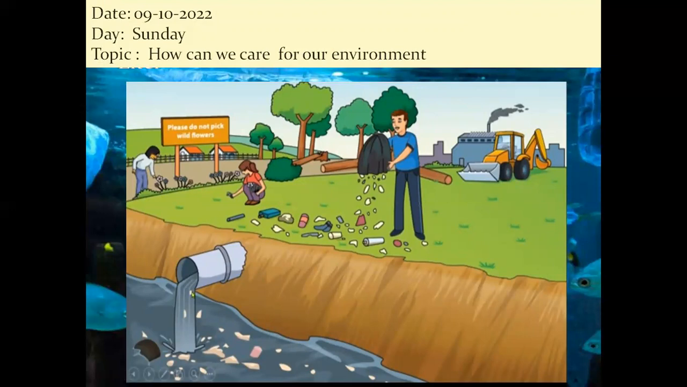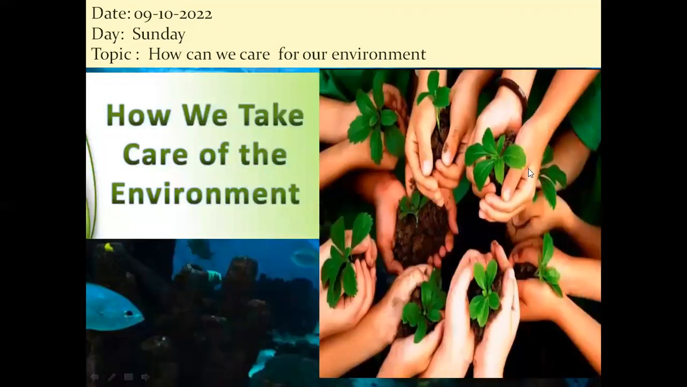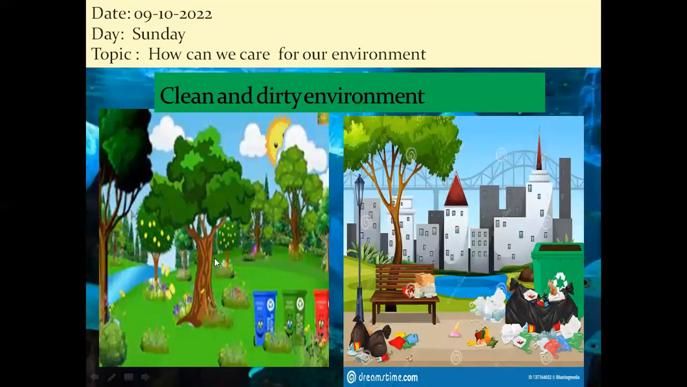If we do not take care of our environment, what will happen? These diseases, these illnesses, that sickness that comes, it is because we don't care for our environment. We should keep our environment clean so that we have fresh air to breathe and clean water to drink. So what should we do to protect our environment? How do we take care of our environment? We plant more plants. Look here, here's the comparison between a clean and a dirty environment.